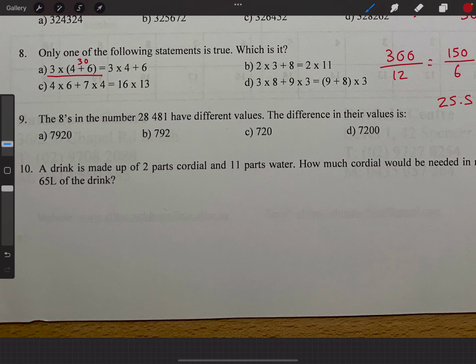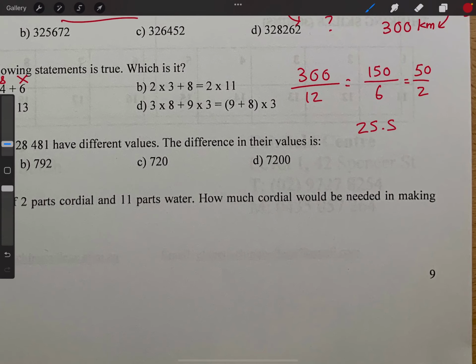Now what's the right hand side? BODMAS says you've got to do the times first, then we do the plus. So 3 times 4 is 12. 12 plus 6 will be 18. And so all of this will be 18. 30 equals 18? Not true. Okay, now we try the next one.